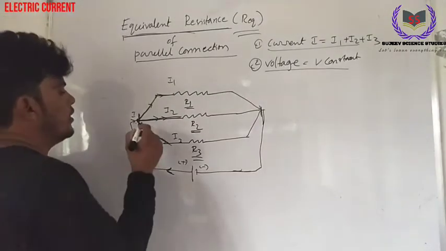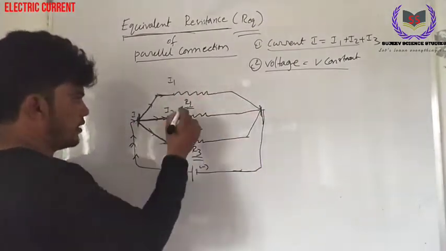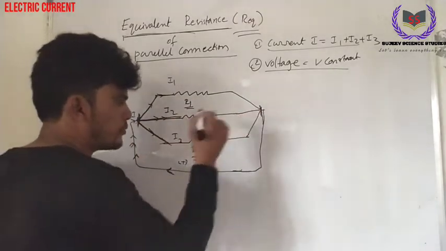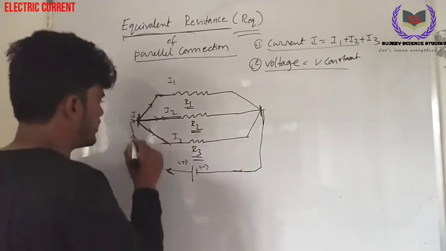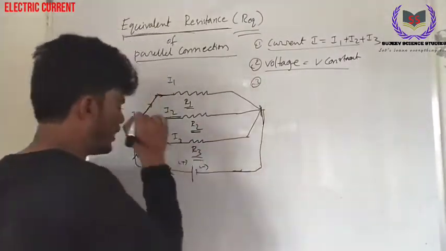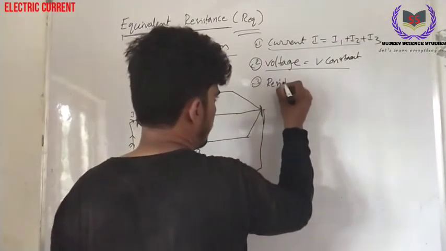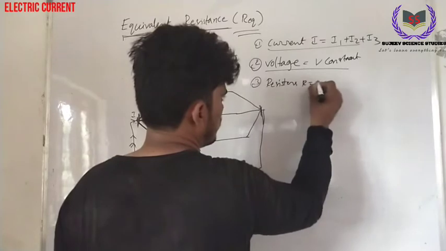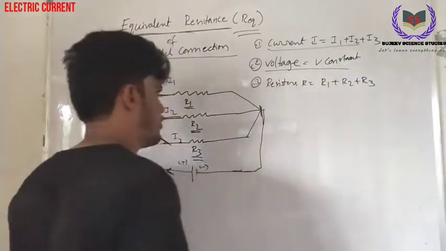Why did I write voltage as constant? Because these two ends are the ends of all the resistors. This resistor's ending is this point and this point, and this resistor's ending is this point and this point. Then come to the third point. What are the resistors? So these are the values.